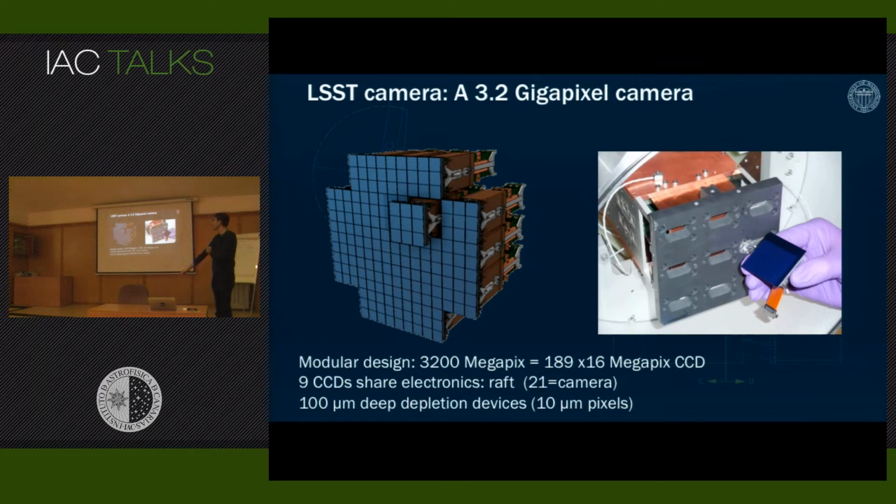Here's the LSST camera, 3.2 gigapixels. These are CCDs, or CCD devices, what are called deep depletion devices. They're thick devices. I'll tell you in a minute why that's important.